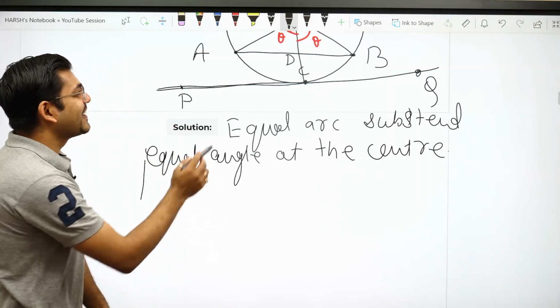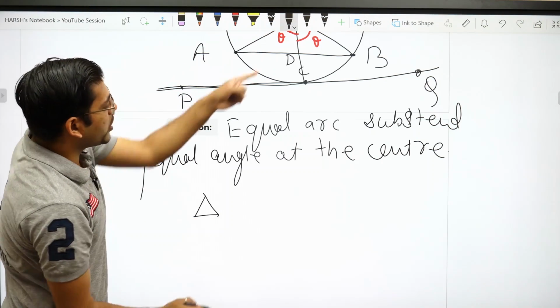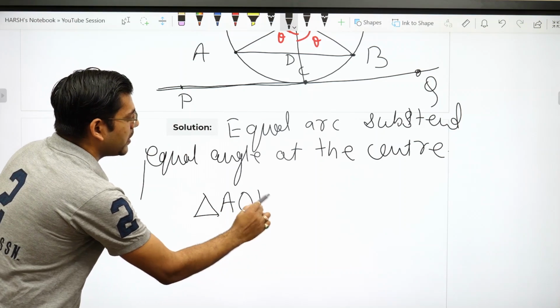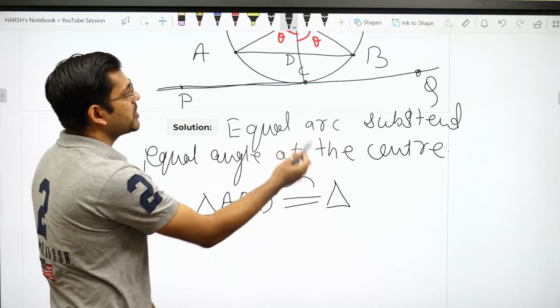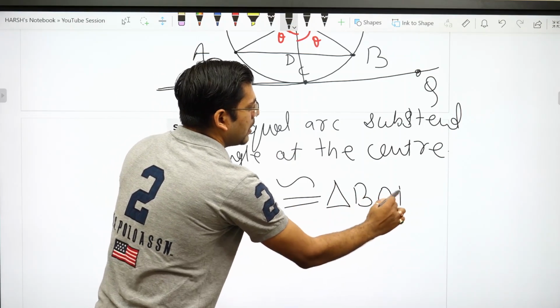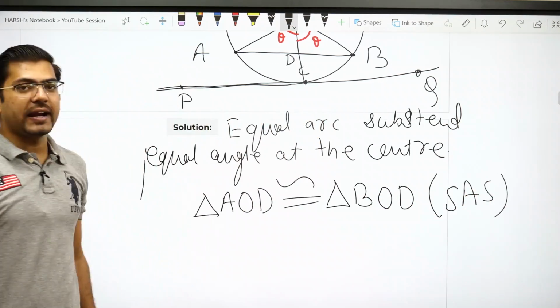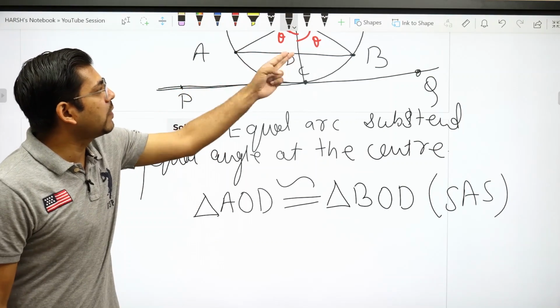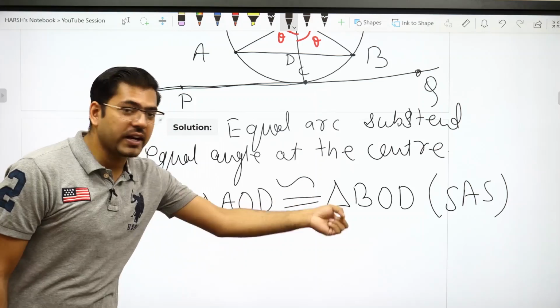Teachers are always good. Yes, what I was telling, I will write here triangle AOD is congruent to triangle, which triangle? Just tell me. BOD. And reason being side angle side. Side equal, angle equal, and this side equal. Now side angle side, both the triangles are congruent.